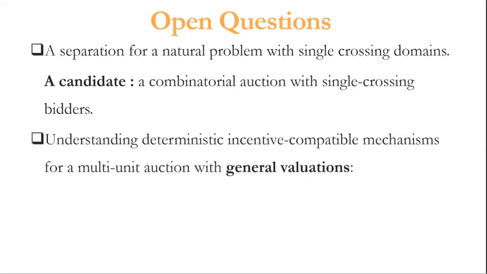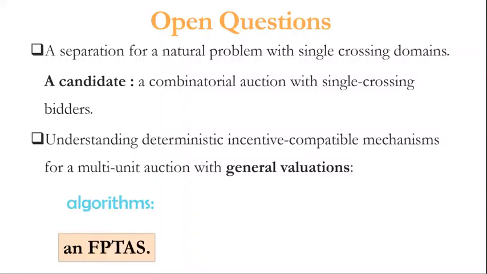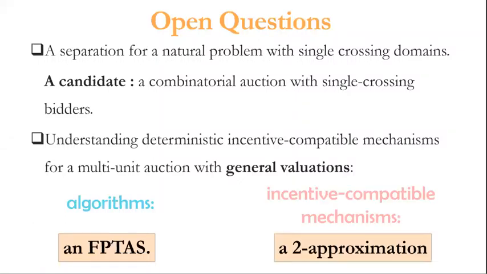And another long-standing open question is understanding the approximation power of truthful mechanisms in a multi-unit auction with general valuations. We know that there is a fully polynomial time approximation scheme, which is not truthful. And the best truthful mechanism that we know of gets half of the welfare. So there is a big gap here in our understanding.